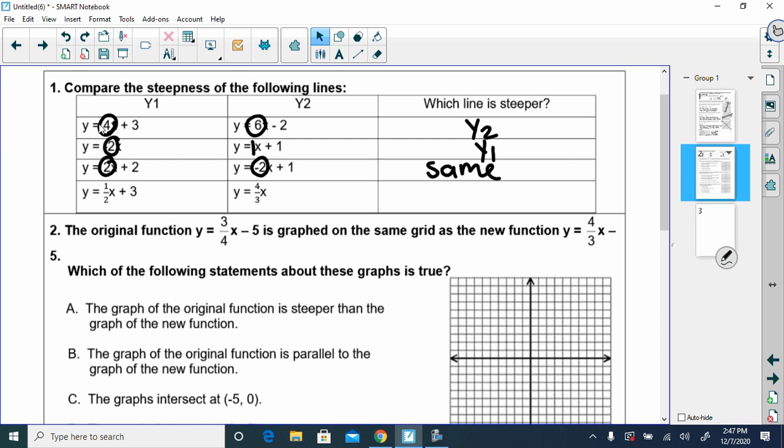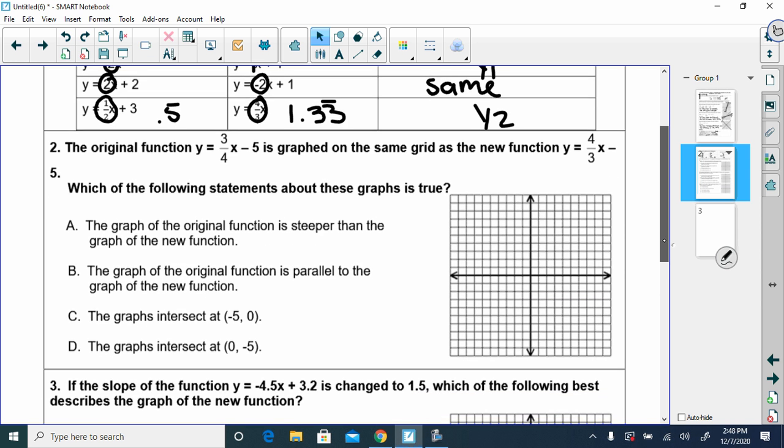All right, and then in that last one, we got a half and 4/3. If you're unsure of which one's bigger, you can always put them in your calculator and turn them into decimals, right? What is 1/2 as a decimal? And what's 4/3? Other way around. That would be 3/4. 1.33333, right? So which one's going to be a steeper slope? Good. All right. So if they ever give you fractions and you're not sure, just type them in your calculator to convert to decimals. All right.